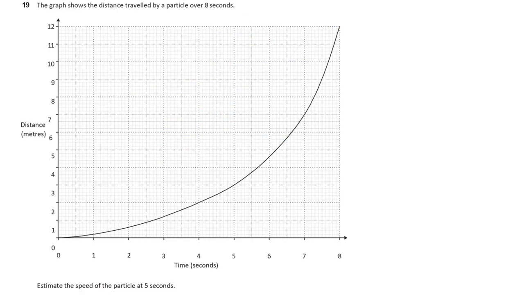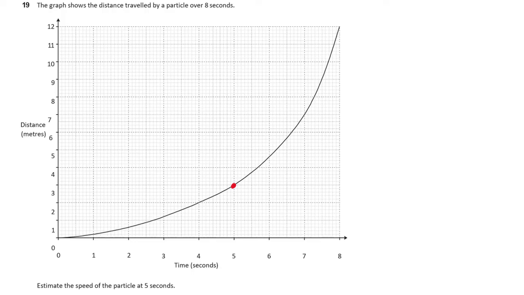Question 19. The graph shows the distance travelled by a particle over 8 seconds. And we've been asked to estimate the speed of the particle at 5 seconds. Now this is a distance time graph, isn't it? So the speed is the gradient of the graph. Okay, so basically what we need to do is find the gradient of the graph at a time t equal to 5. So at this point here, how steep is this graph at this point?